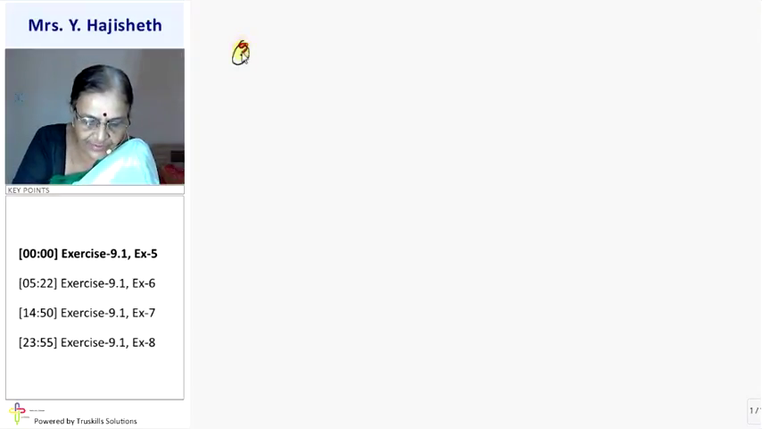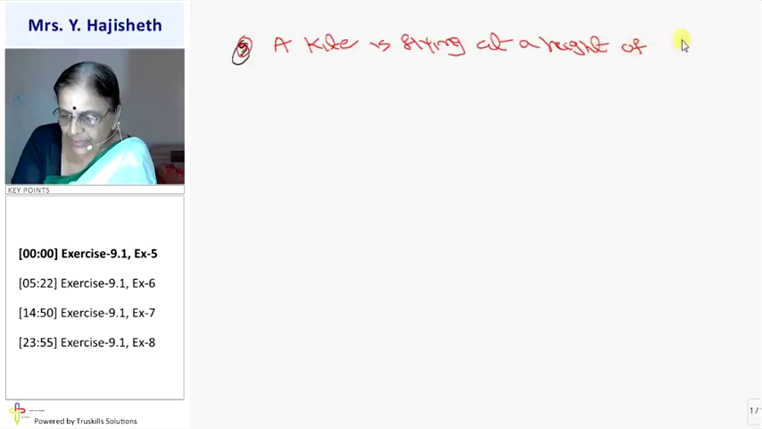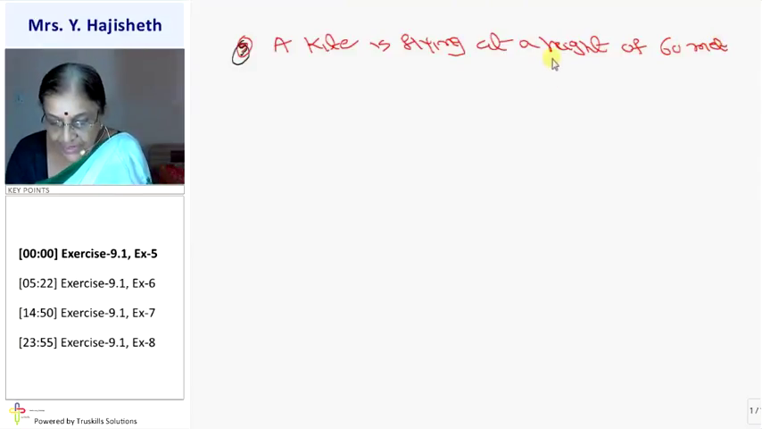Fifth sum of your exercise is about a kite. A kite is flying at a height of 60 meters. Now, it is given that the string attached to the kite is temporarily tied to a point on the ground, and the inclination of the string with the ground is 60 degree.